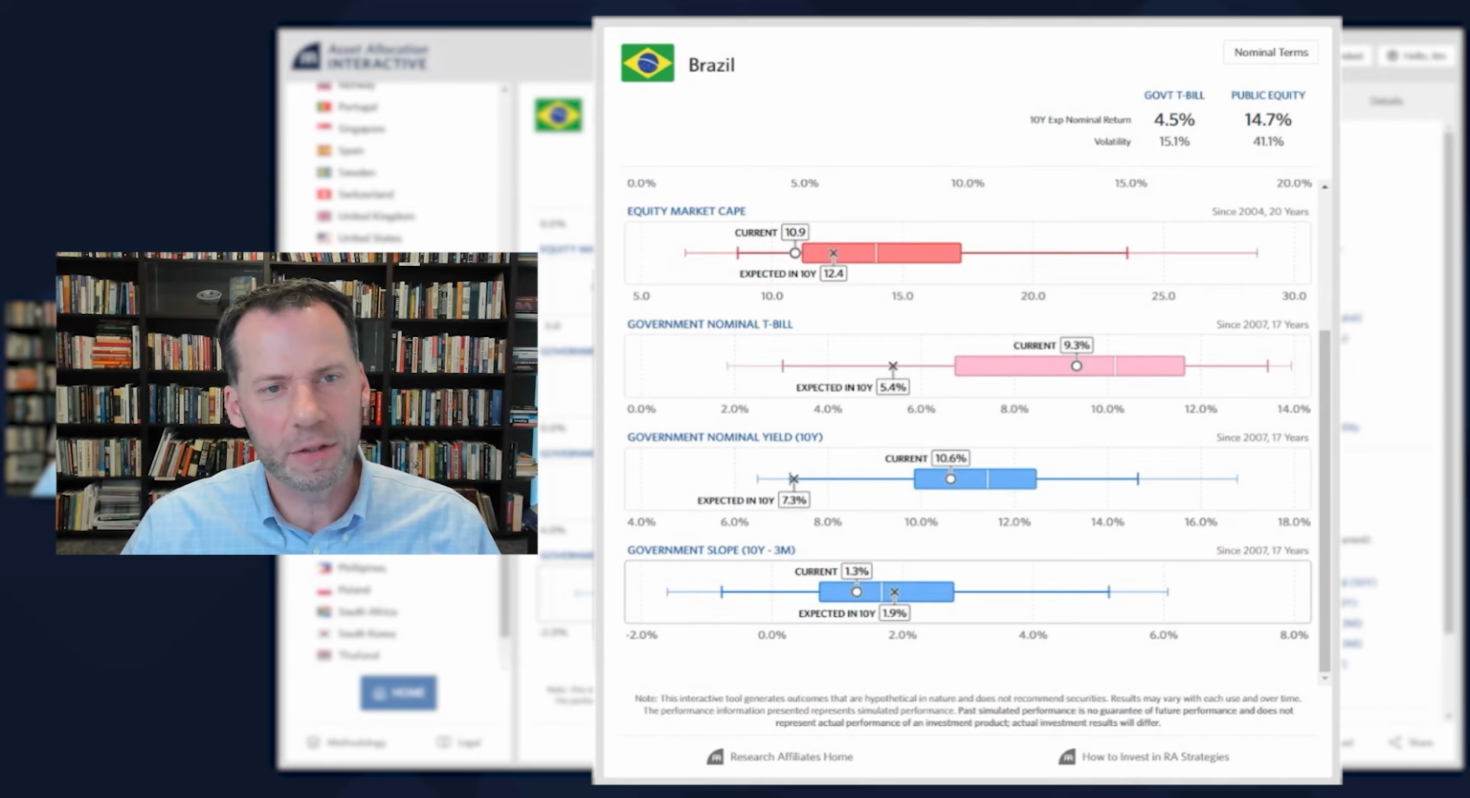So again, this is just an example of another country and what's going on at a high level, not necessarily to say that you should run in and invest with Brazil. Again, we have 30 or 40 countries here to look through. So feel free to do that.